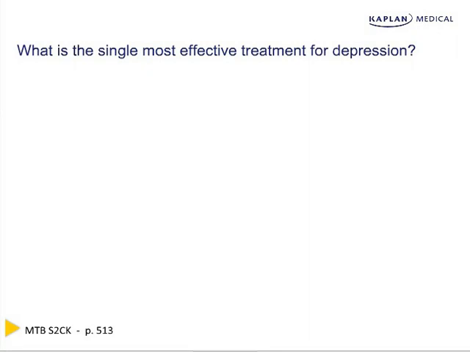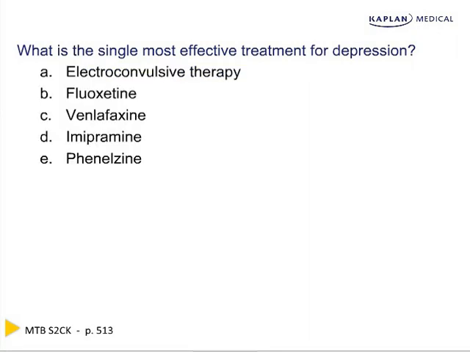What's the single most effective treatment for depression? So you're probably looking, you're saying, well, I see an SSRI right there, so I can pick B, fluoxetine, right? Unfortunately, it's A, electroconvulsive therapy. So remember, the point of the question is what's the single most effective treatment, not what's the single most prescribed or the most popular or the one that you're going to pick on the exam for treatment. You're going to go with the most effective, which is electroconvulsive therapy.